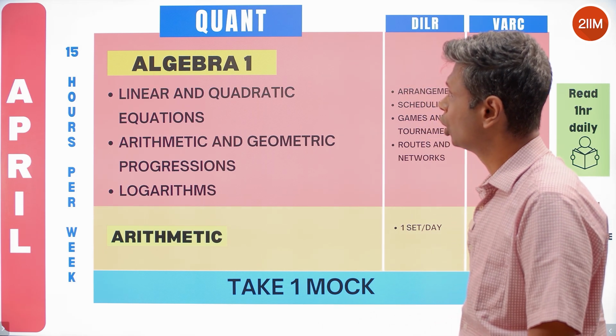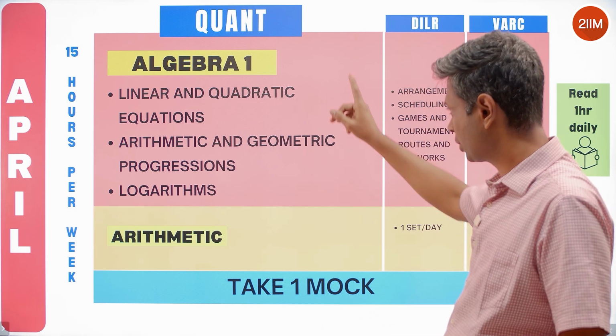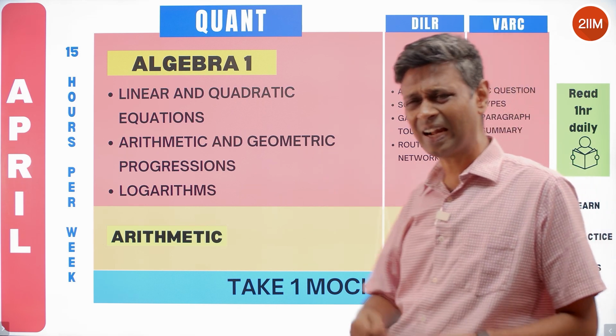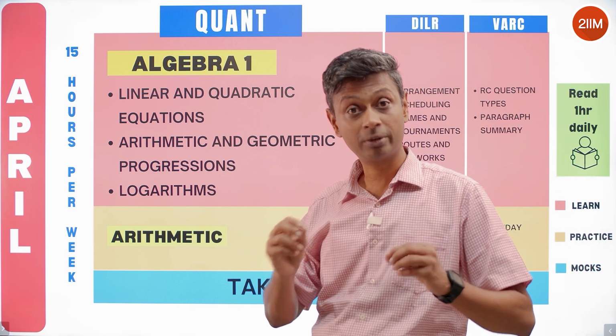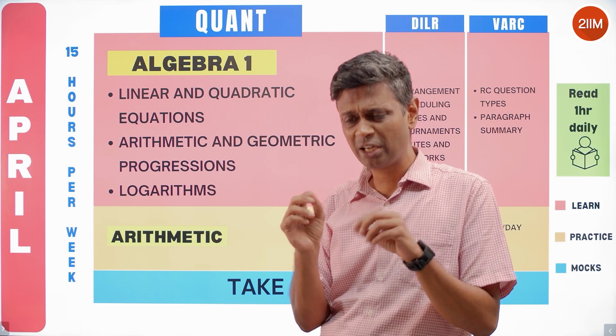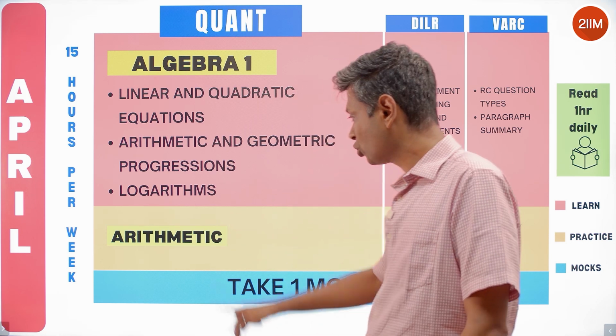When you go to the third month, then we discuss linear and quadratic equations, arithmetic and geometric progressions, logarithms, starting points of dealing with x's and y's, with letters playing a bigger role than numbers. Right? Revise all of arithmetic.